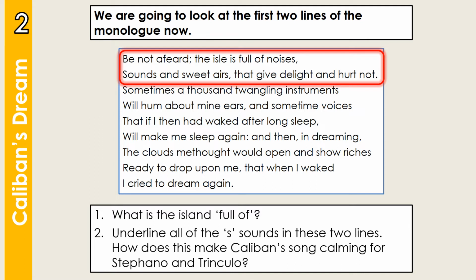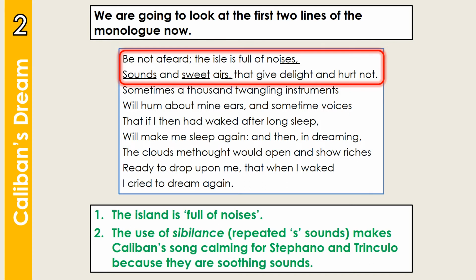There's actually a word for this. I'm going to put it on the screen. If you take a look towards the bottom of my screen there in green, you'll notice that we've got a word for this repeated S sound. It's a word we use in English literature: the use of sibilants. It's a repeated S sound. So the use of sibilants makes Caliban's song calming for Stefano and Trinculo because they are soothing sounds.